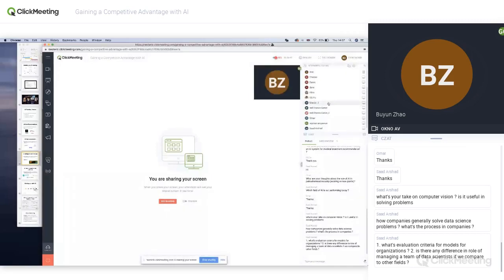No, that's actually a really elegant solution to a very general question. What's the evaluation criteria for models for organizations? Is there any difference in the role of managing a team of data scientists if we compare to other fields? I'm not very good at answering this particular question. Greg, maybe you might advise here.